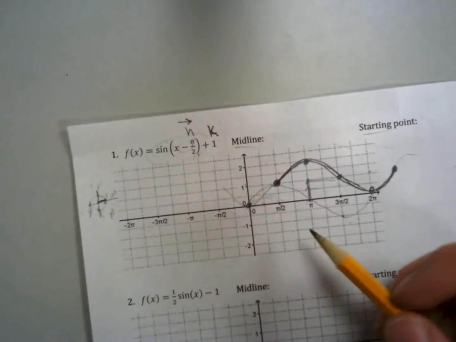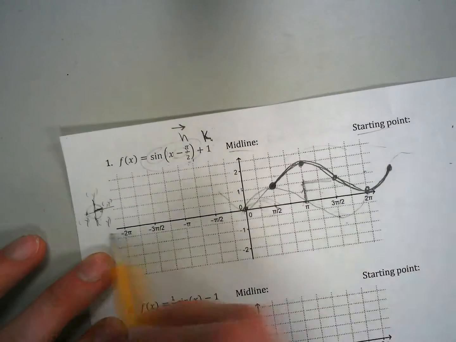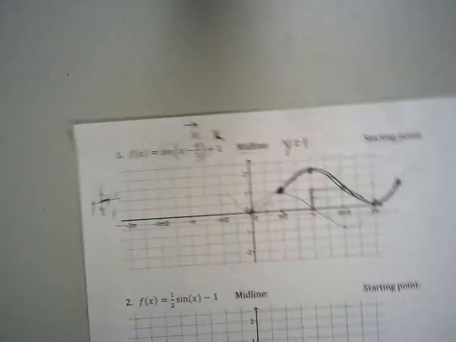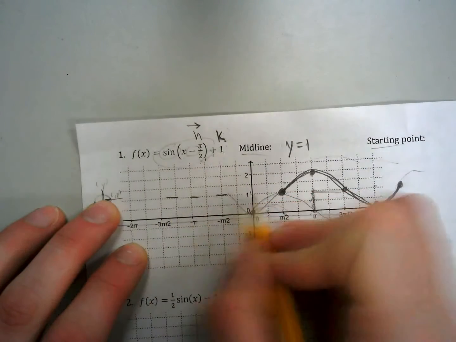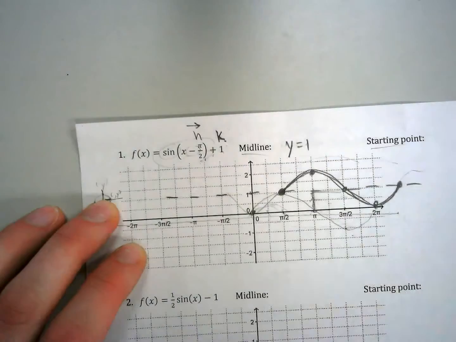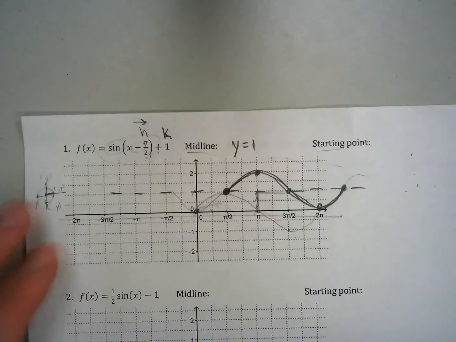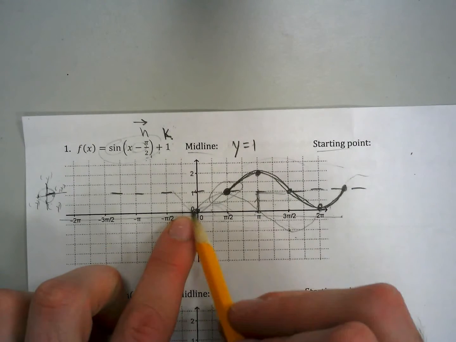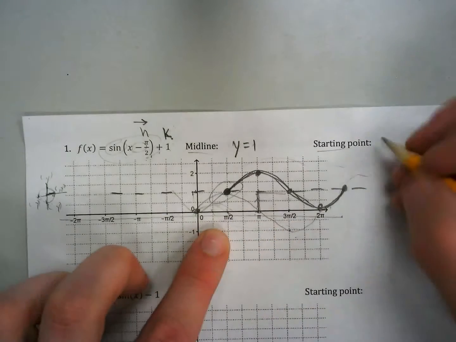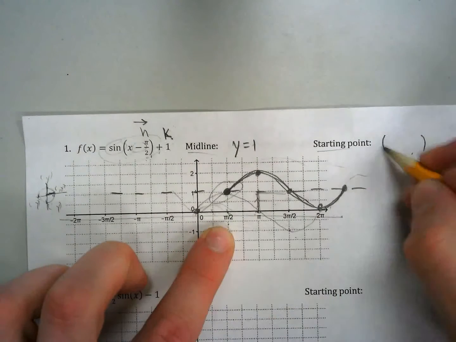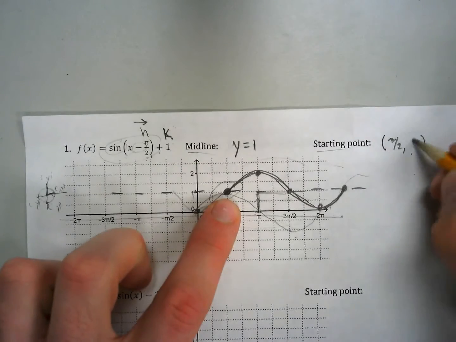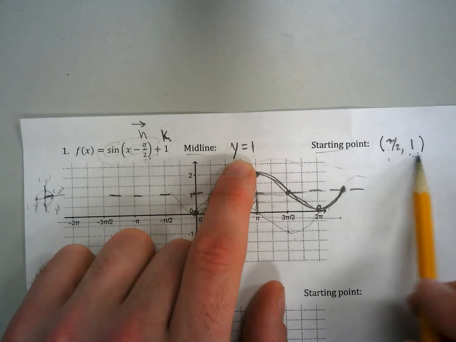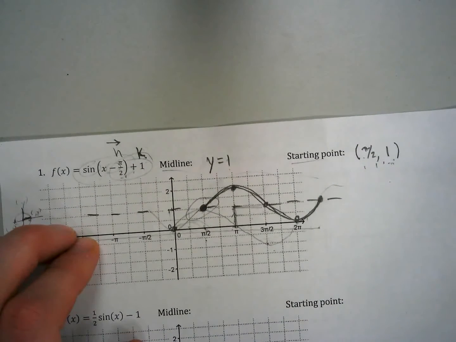Midline of this graph, well, in the original graph, the lightly sketched one, it was at 0. It got shifted up 1, so that means the midline is y equals 1. If I draw a line through y equals 1 like this, it goes right through the middle of my graph. The starting point, well, where did we start at? Not 0, 0, like the original graph. We start up 1 and over pi over 2. As an xy coordinate, x first would be pi over 2, comma 1. Notice how these pieces, this one that got shifted up and these 2 here, are both in the equation there.